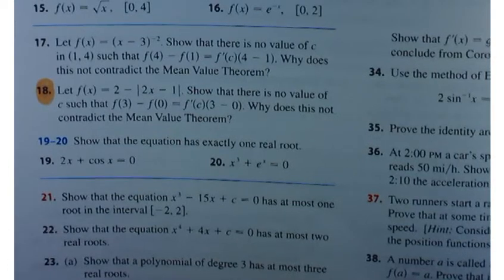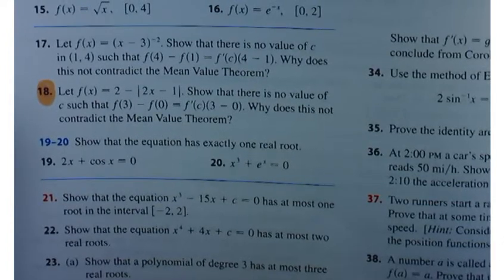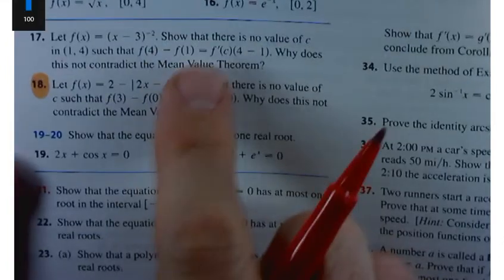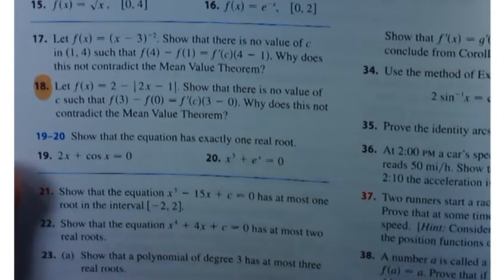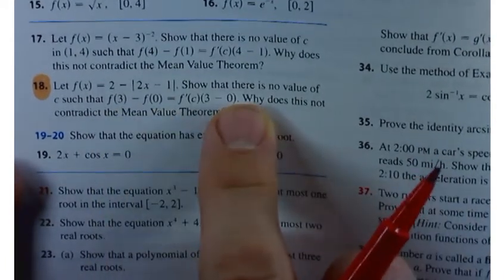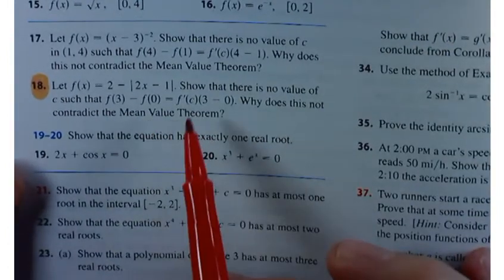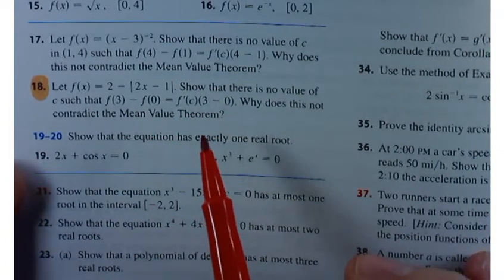So problem number 18, we've got this function f of x is 2 minus the absolute value of 2x minus 1. To show there's no value of c such that basically the mean value theorem is satisfied. And then it says, well, why doesn't this contradict the mean value theorem? What it's saying, in essence, and I think they wrote it this way just because they didn't want to use another line of space, is that we can't find a point C that satisfies the mean value theorem. So, let's see what the mean value theorem would say about a problem like this.